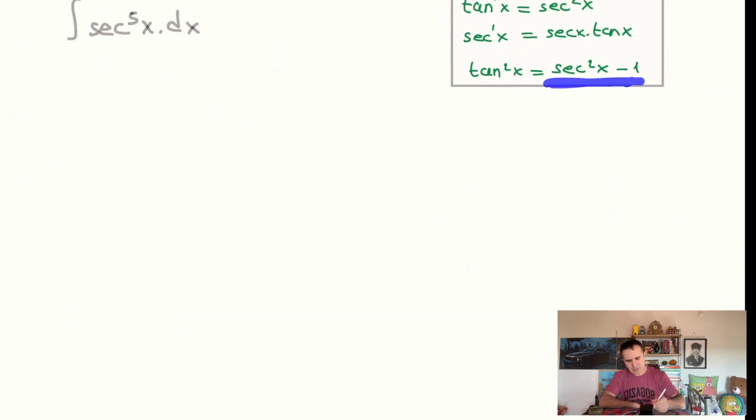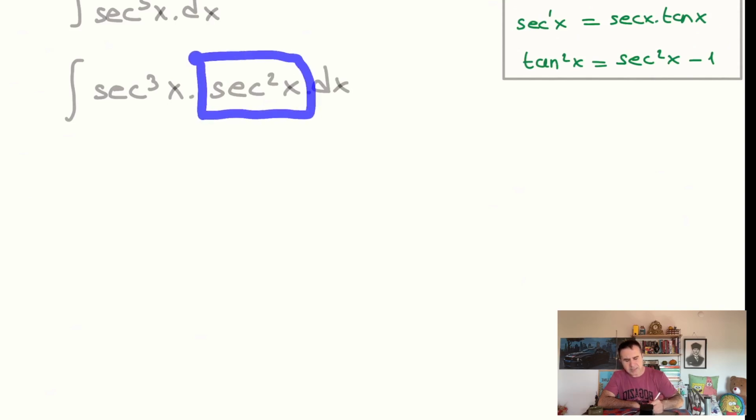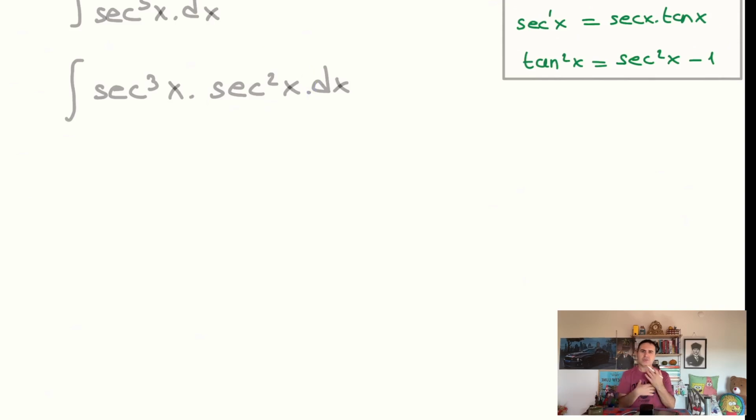Okay. Now turn back to the integral. And we have an exponent 5 here. We should reduce the exponent here. While reducing the exponents, we always use the same method. We will write secant to the power of 5 x as secant cube x times secant square of x dx. We always split off secant square of x in order to reduce the power. And here we will use integration by parts.